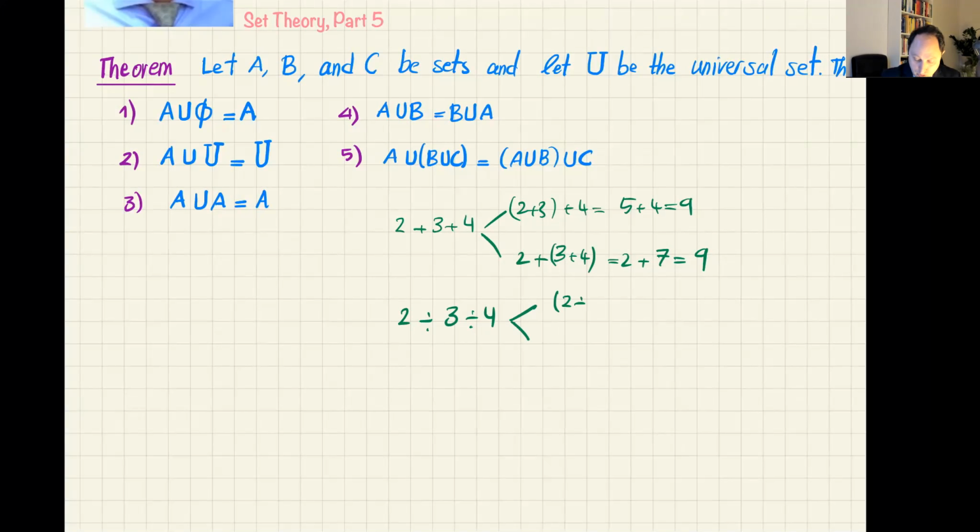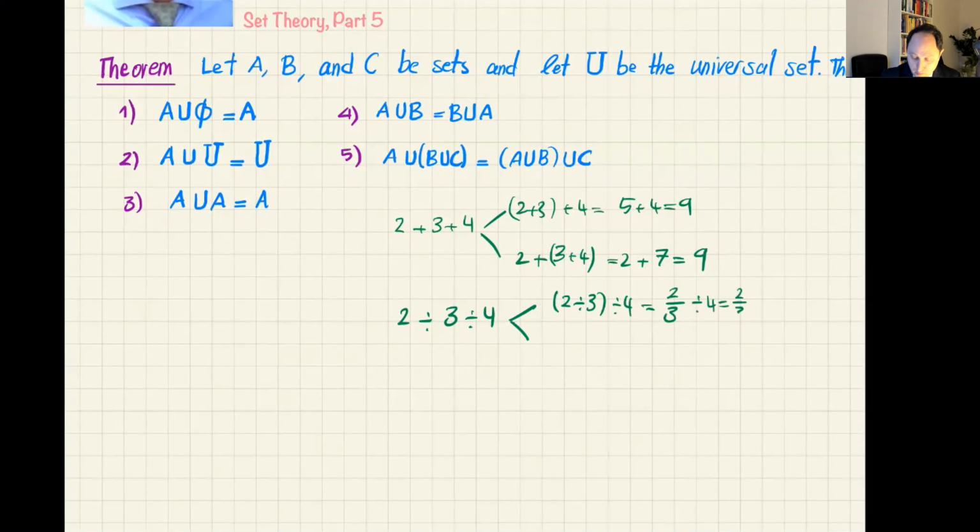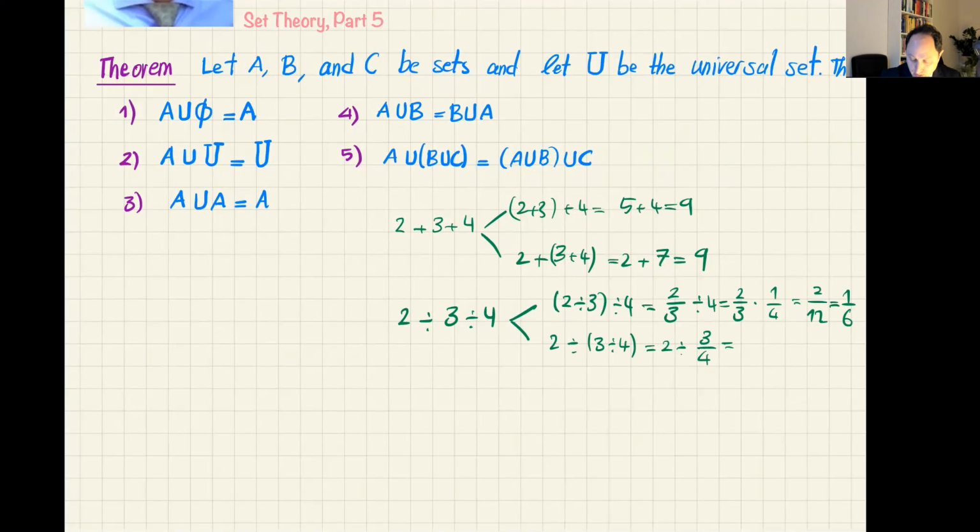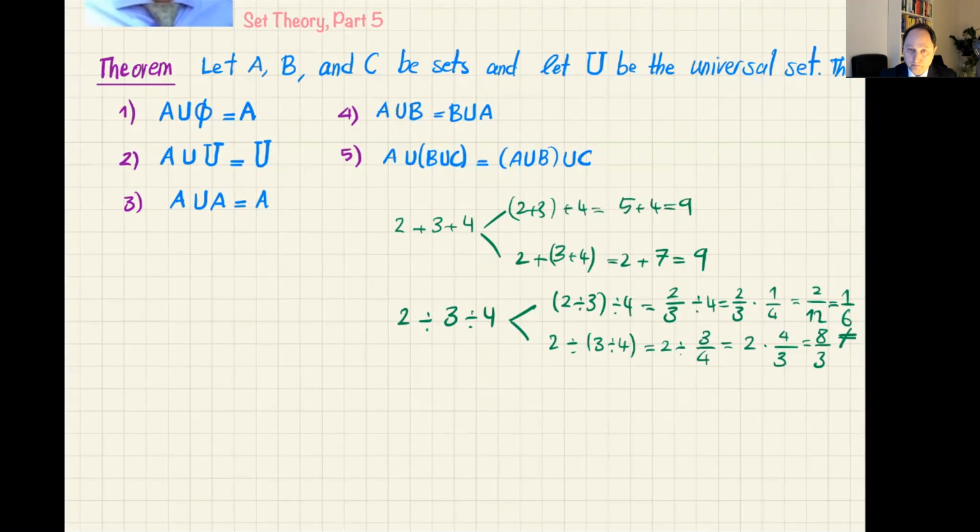If I choose to do this one first and then this one, 2 divided by 3 is 2/3, and then divided by 4. So it becomes 2/3 multiplied by 1/4, and the answer would be 2/12, or 1/6. But if I choose to do the second division first, the answer would be 2 divided by 3/4, because 3 divided by 4 is 3/4. If I want to do this, I would write 2 and turn division to multiplication, and write the reciprocal of 3/4, and the answer would be 8/3. And then you see that the answers are not the same.